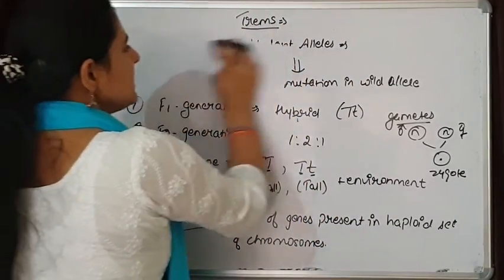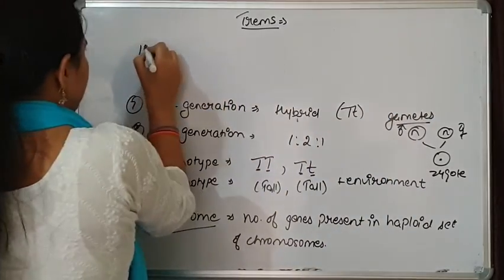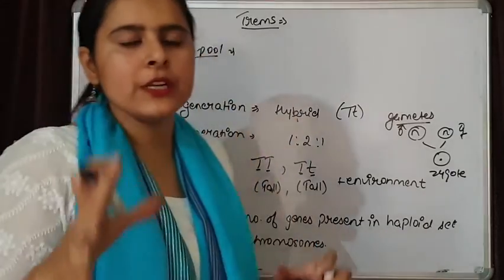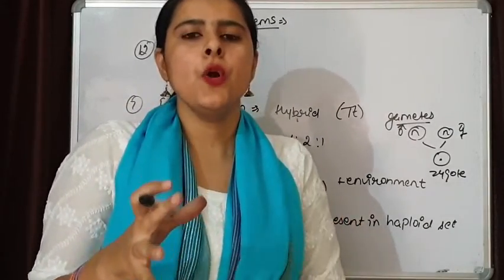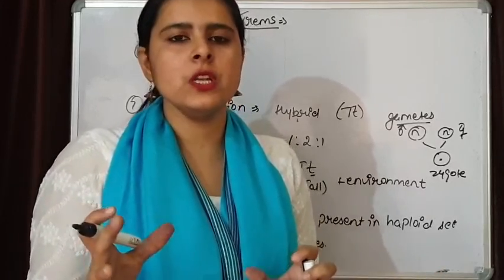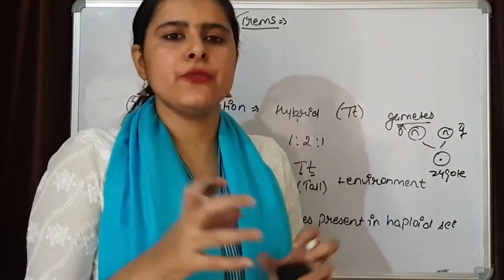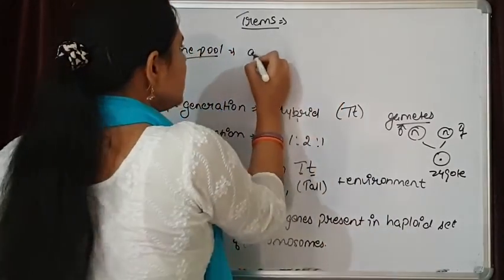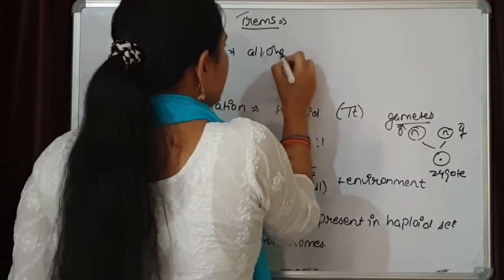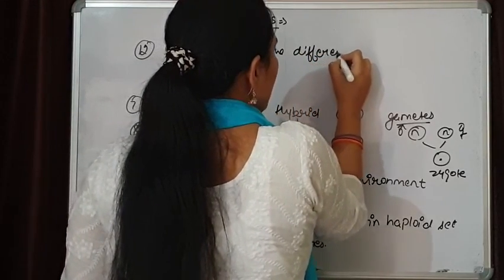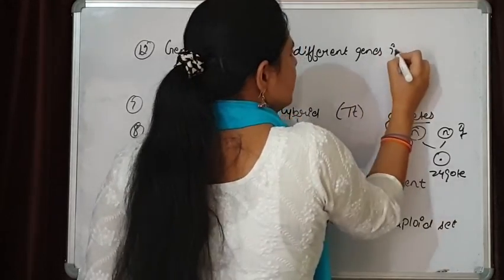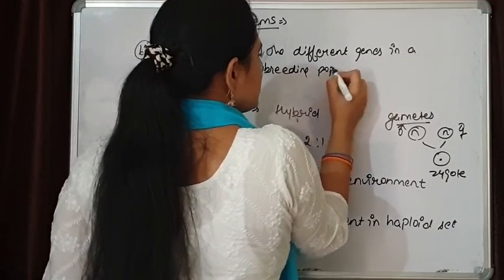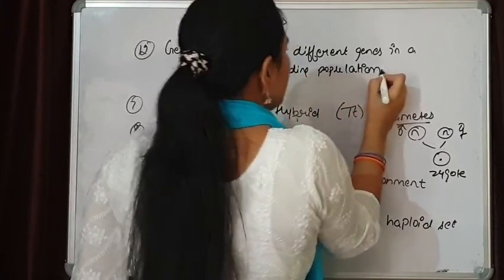The last term is gene pool. What is gene pool? Gene pool shows all the different genes that are present in a population, an inbreeding population. All the different types of genes present in an inbreeding population are constituting the gene pool.